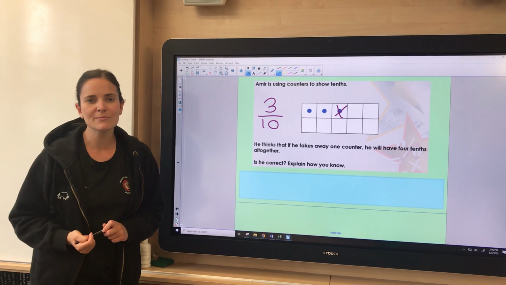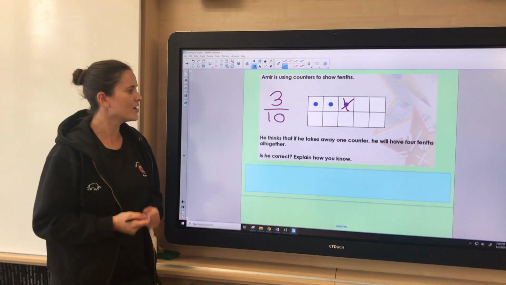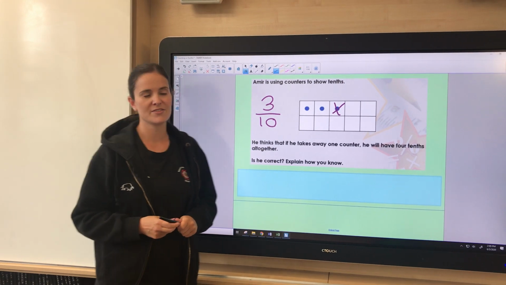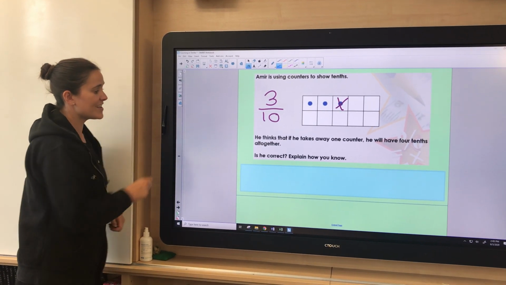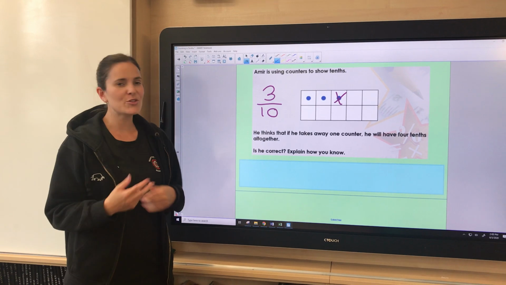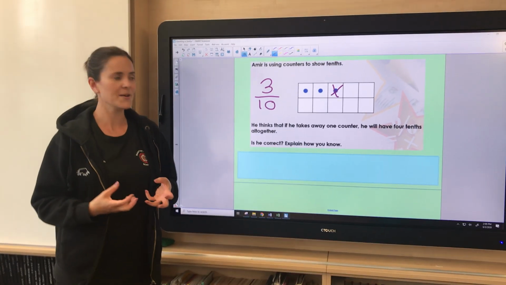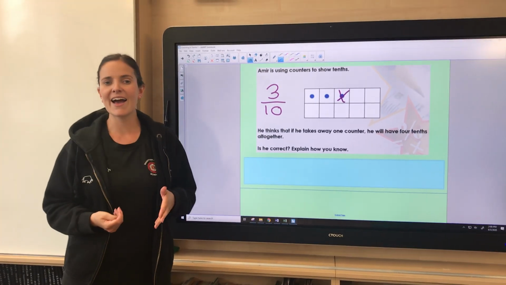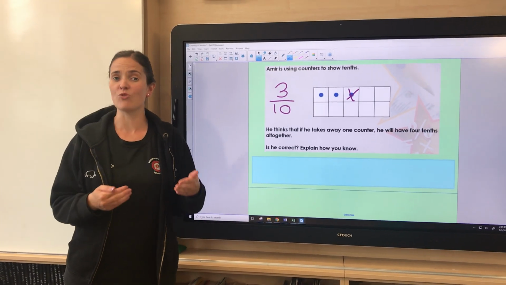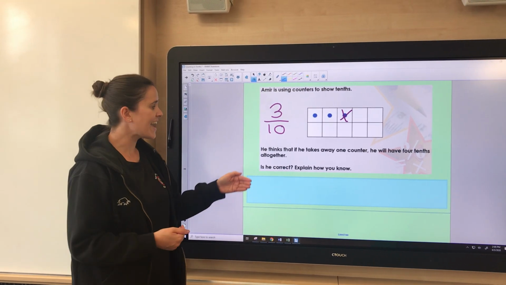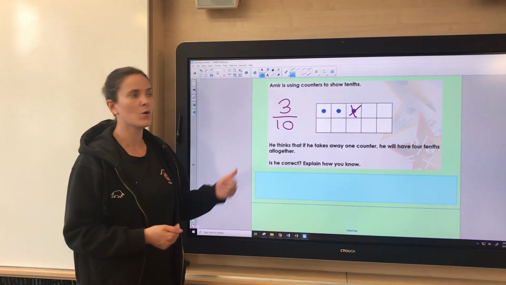Hopefully you can see that that is not in fact true. He has got 2/10, not 4/10. Now, he is incorrect, but the way that you explain that answer is really important, okay? You need to tell me how you know that he is wrong, and also what he needs to do to get the 4/10 that he wants.